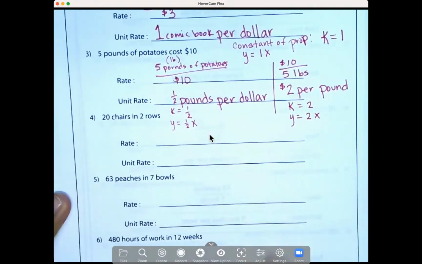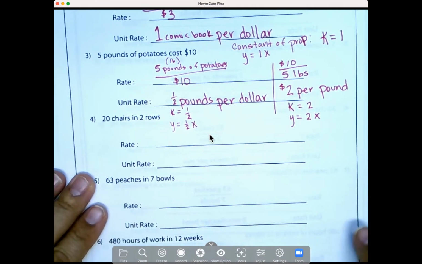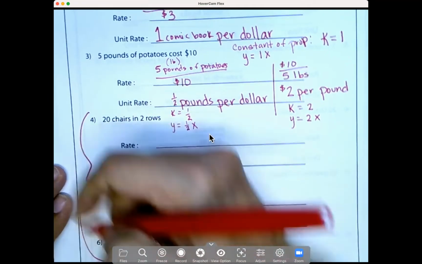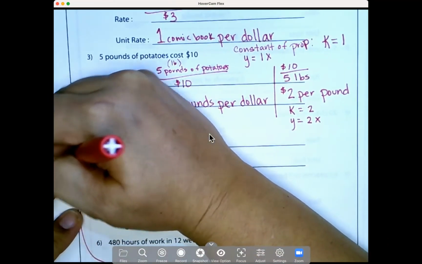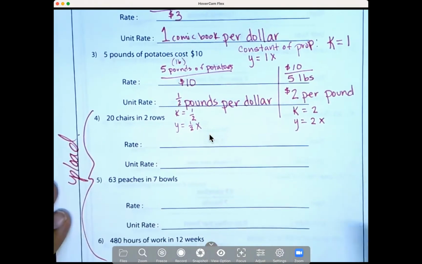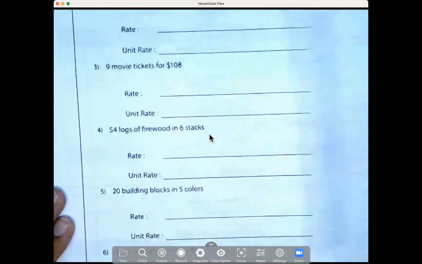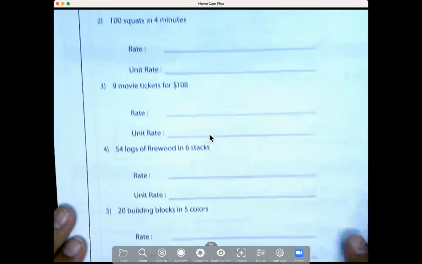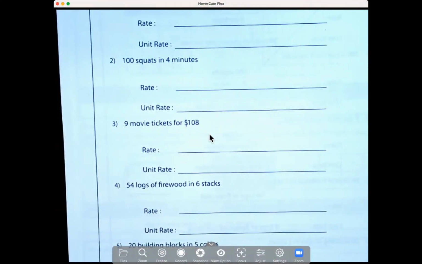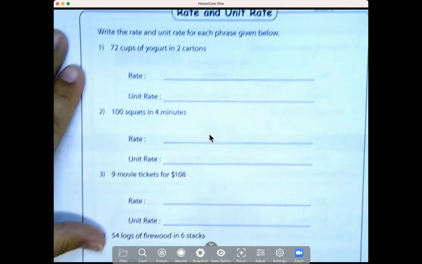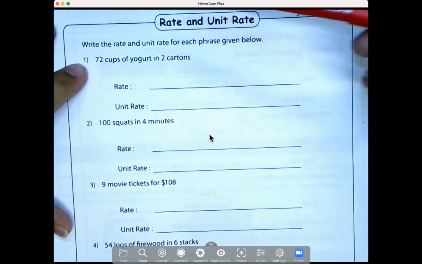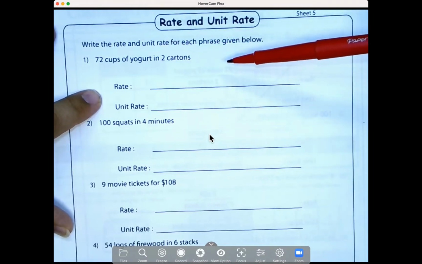All right. So again, you're going to upload these answers here to your Canvas page, okay? And again, I'm going to edit this so you'll see a little bit different one online. Okay. We then go into an additional unit rate page. It just has more challenging values. That's all. Okay. So 72 cups of yogurt in 2 cartons.